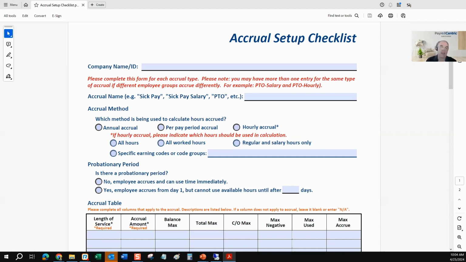So here is where we have the form, as I mentioned before. Here you can put in the company's name and the accrual name, like what type of accrual is it? For instance, we do have examples of sick pay salary, PTO, which you can have as a blanket policy where if they're sick or they're on vacation, it's the same policy. You can have all sorts of items that we can put in.